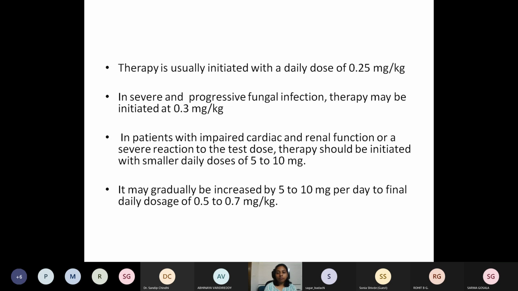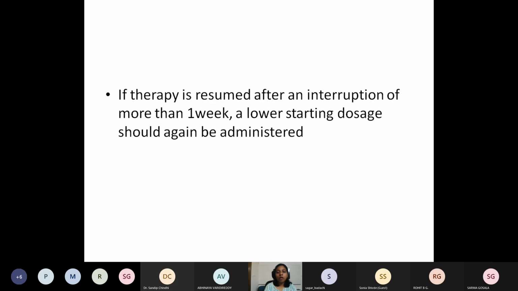In patients with impaired cardiac or renal function, or who have had a reaction to the test dose, you can even start at smaller doses of 5 to 10 milligram. Even if there's a reaction, you can still give a trial of the drug at lower doses, and as they tolerate, you can increase it slowly by 5 to 10 milligram to reach the daily dose of 0.5 to 0.7 milligram per kg. In case we have had to interrupt the therapy for any reason, a lower starting dose should be administered if there is a gap of more than 1 week.